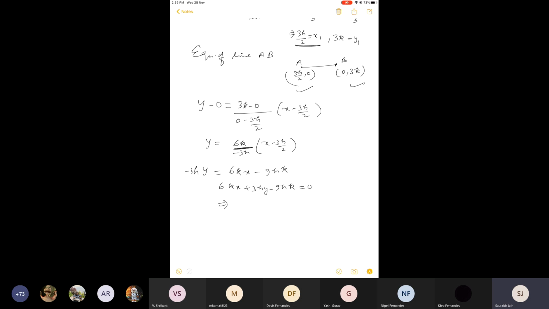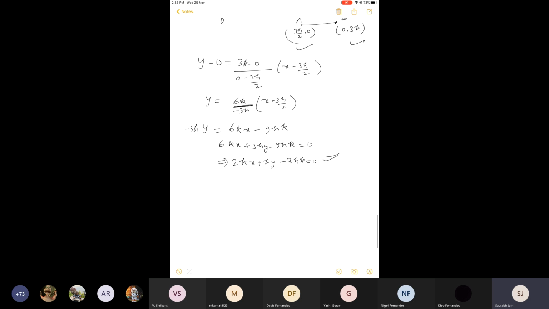You can further simplify it by dividing by 3. So 2kx plus hy equals 3hk. So this answer is okay. But there may be a possibility that the answer may be written in some other form also. Like what may be that form? Your answer is correct. It can further be solved like this. You shift 3hk to the right hand side and divide both sides by hk.